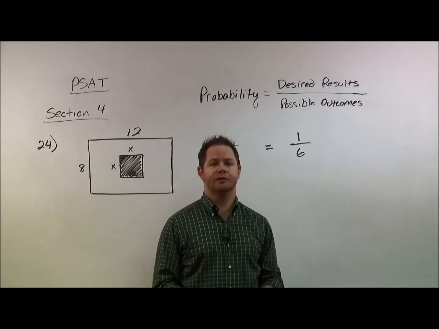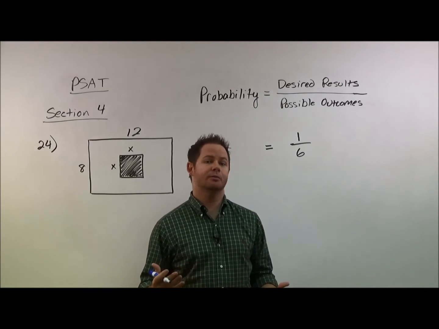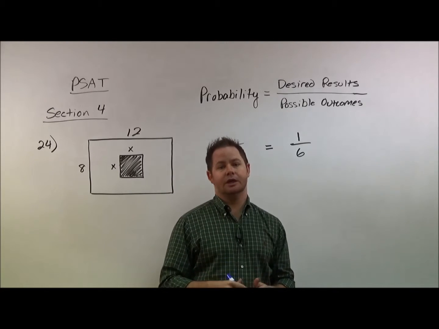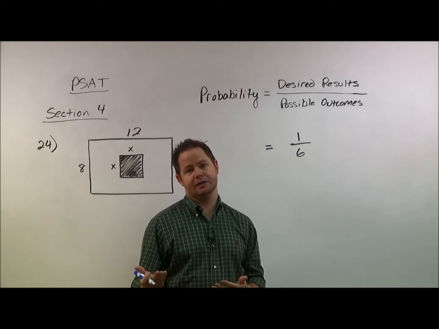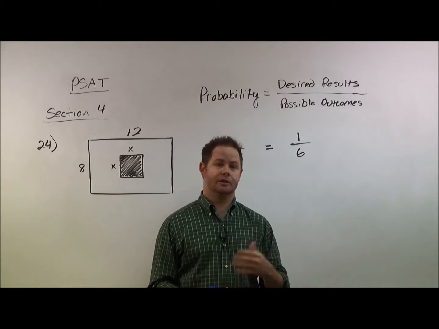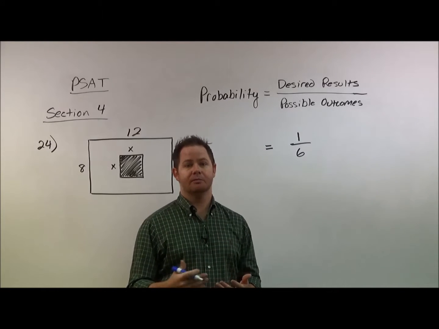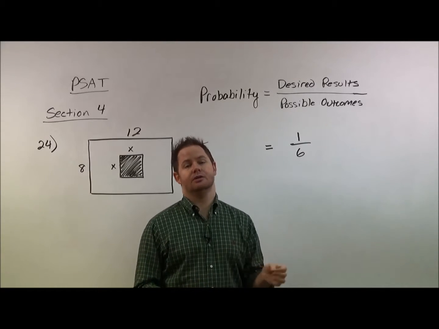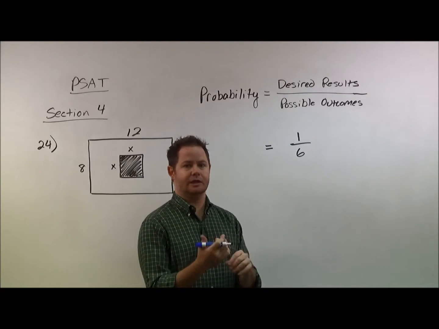So for example, if you're flipping a coin and you say, what's the probability it lands on heads, then heads is the desired result, and the total number of possible outcomes in that example would be 2. It could land on heads or tails. So your probability would be 1/2. There's one desired result, the heads, and then there's 2 total possible results, the heads and tails side of the coin.